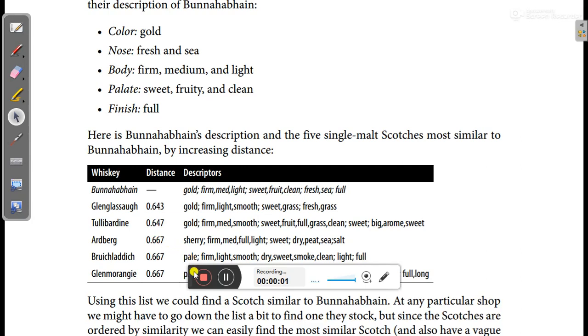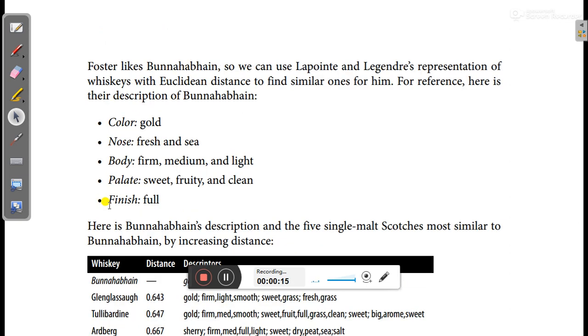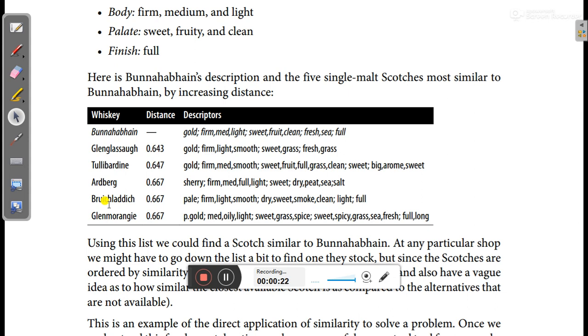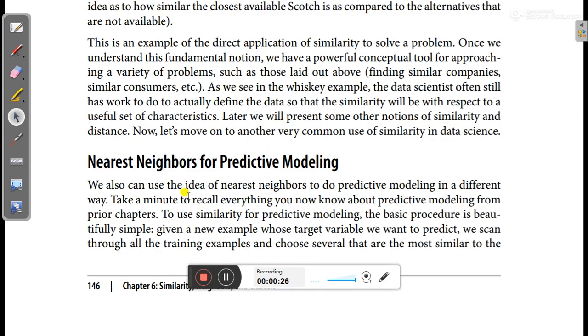Hello student, in the last class we discussed similarity and distance, how we can find the similarity between two objects or two data sets or two samples using various distance functions like Euclidean distance. You can also find Manhattan distance, and so on. Another point to discuss in that same range is nearest neighbors for predictive modeling.